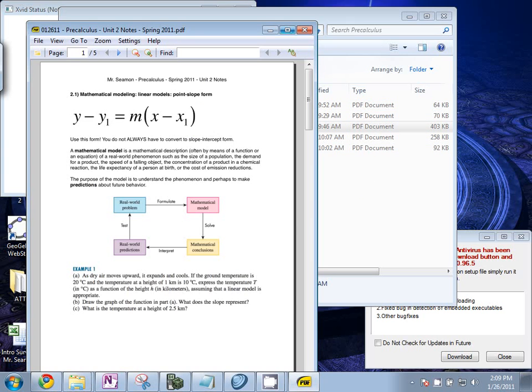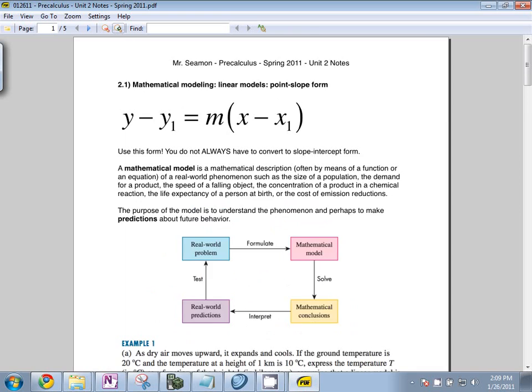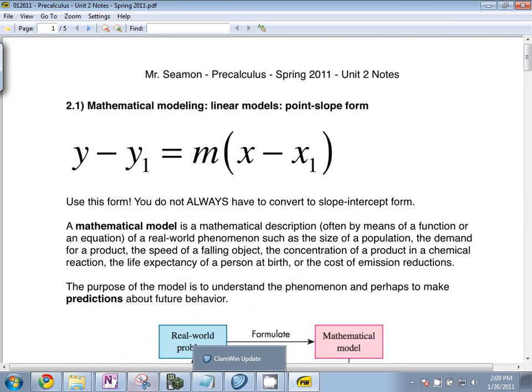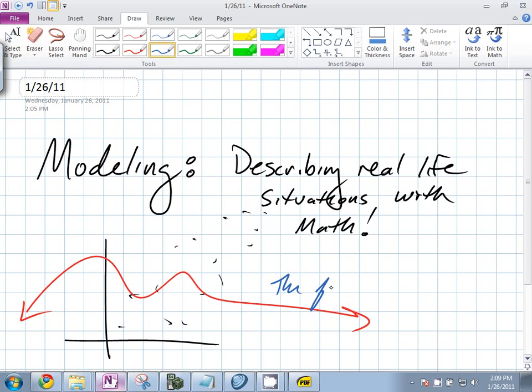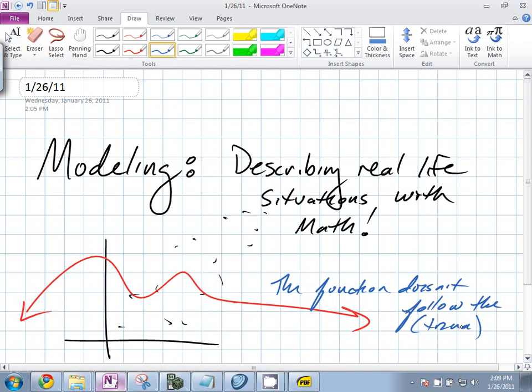Well, for example, let's say I had a data set that looked like this. Let's say we graph something. What would this be called? You've seen these before. And I said, okay, this models the data. Why not? Because it's not the line of best fit. I like that. The function doesn't follow the, I like that word, trend of the data. That's true.